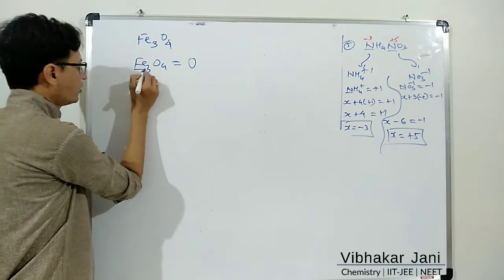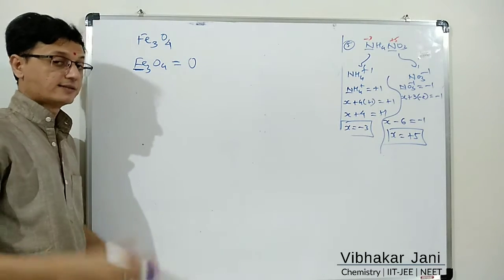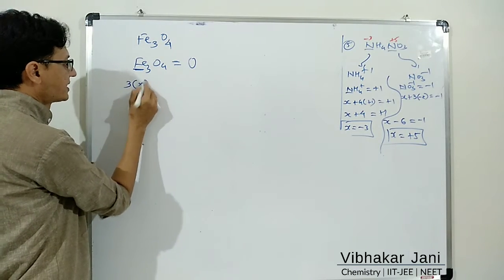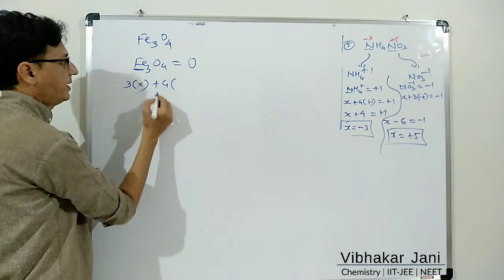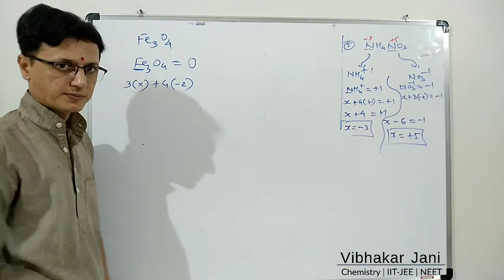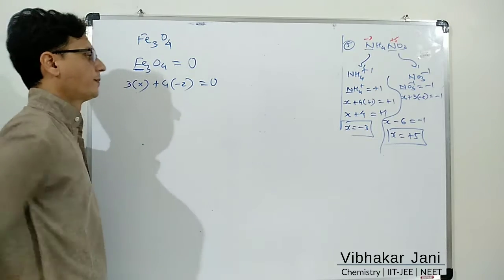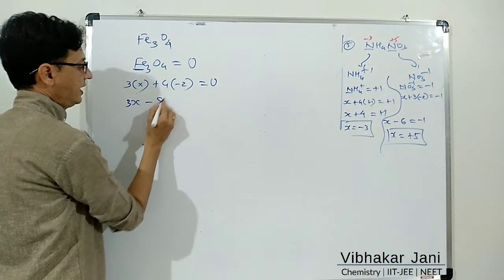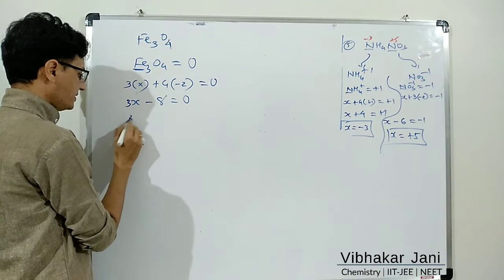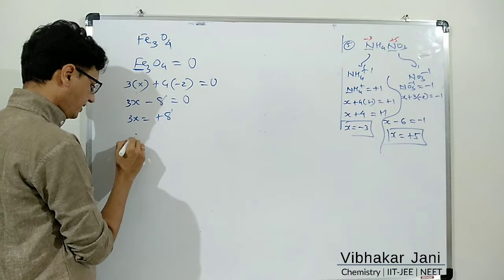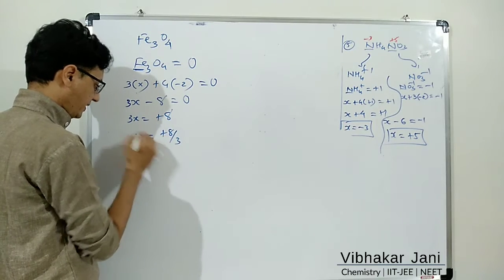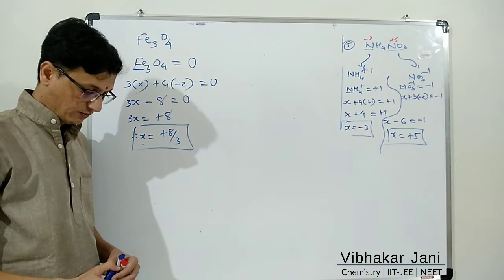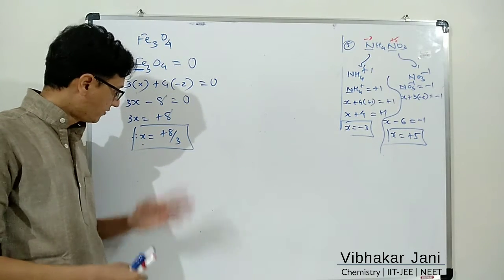Okay, now if we want to find the oxidation state of Fe, then let us consider it as X. But here we have 3 Fe, so we will write 3X plus 4 multiplied by, for oxygen, obviously it is minus 2, is equal to 0. Now 3X minus 8 is equal to 0. That means 3X is equal to plus 8. That means X is equal to plus 8 by 3. Now this is a fractional number. Oxidation state in a fractional number.